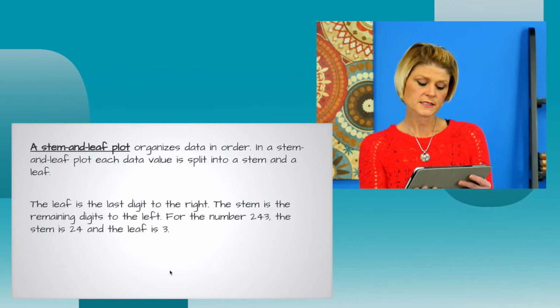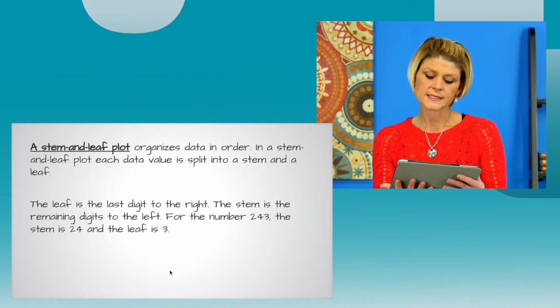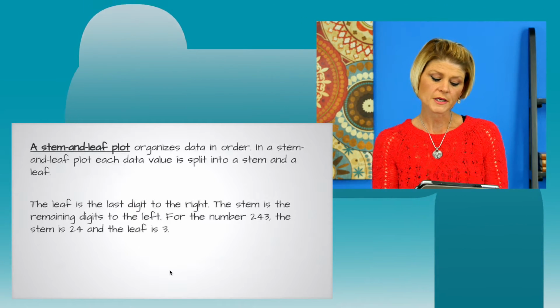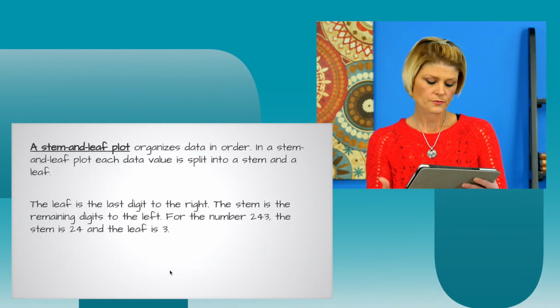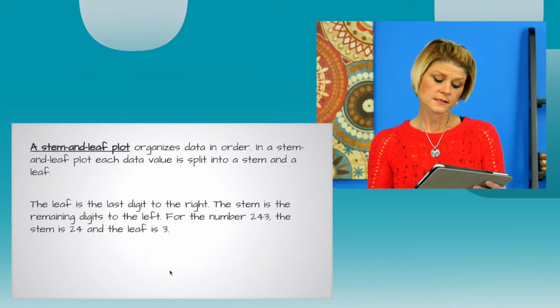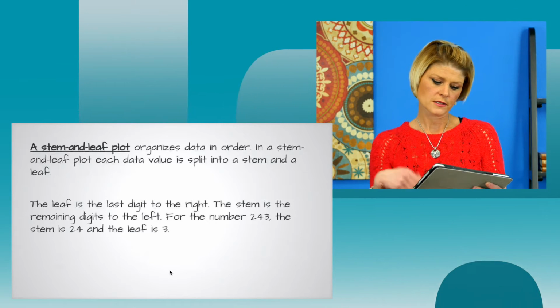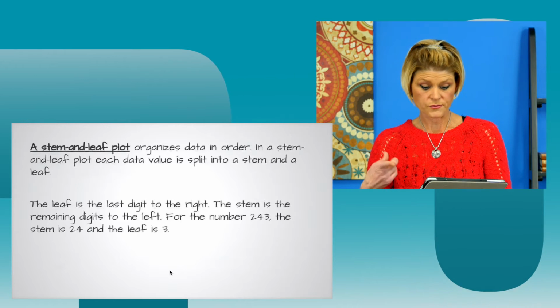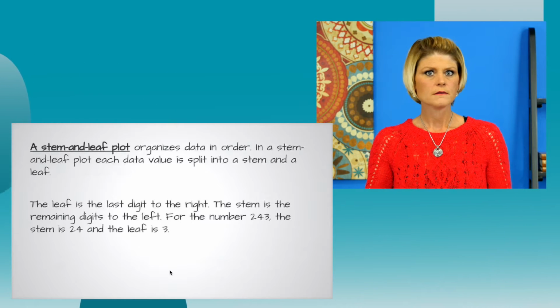So you might want to write this down. A stem and leaf plot organizes data in order. In a stem and leaf plot, each data value is split into a stem and a leaf. Now the leaf is the last digit to the right. The stem is the remaining digits to the left. So for the number 243, the stem is 2 and 4, and the leaf is 3. Couldn't be easier.